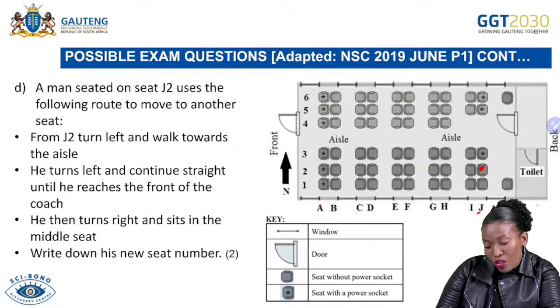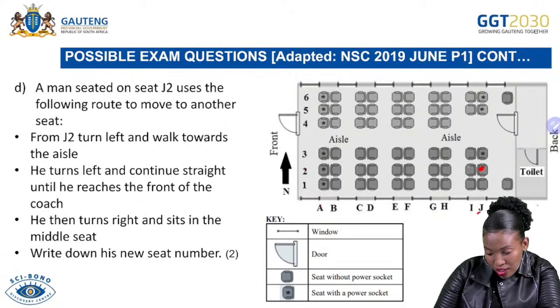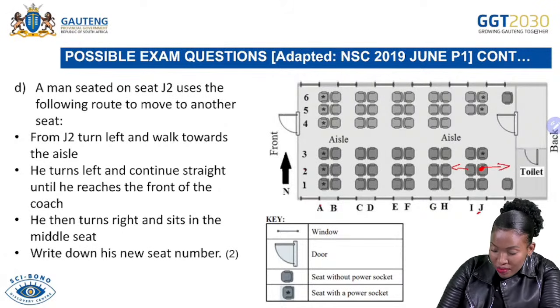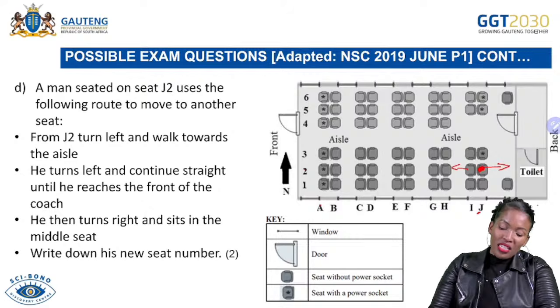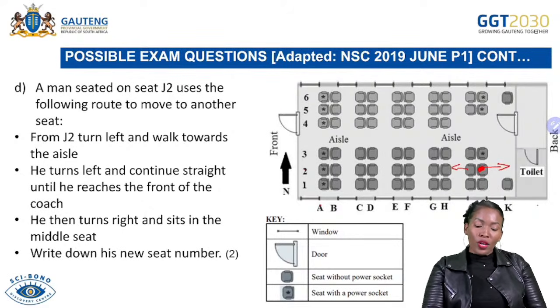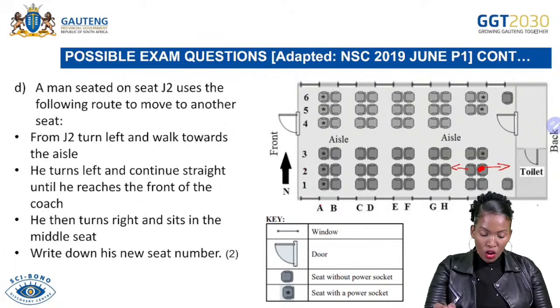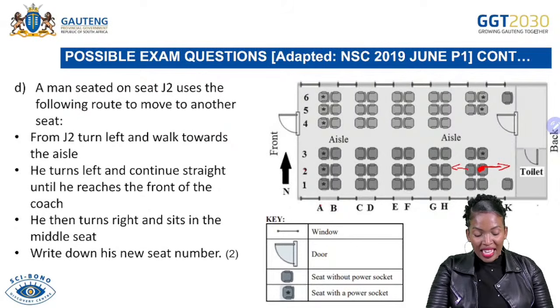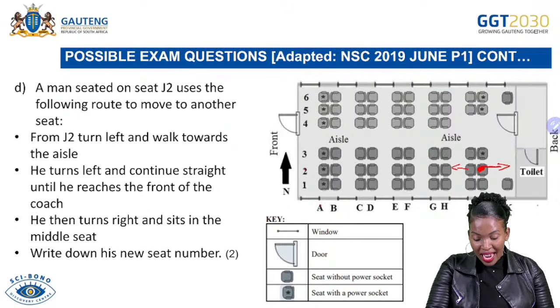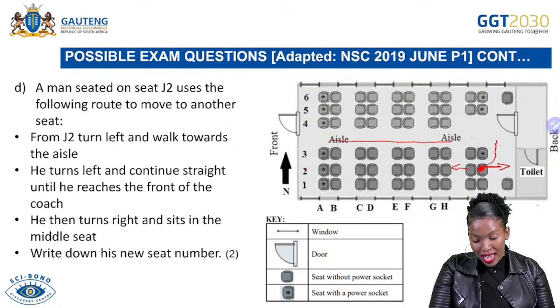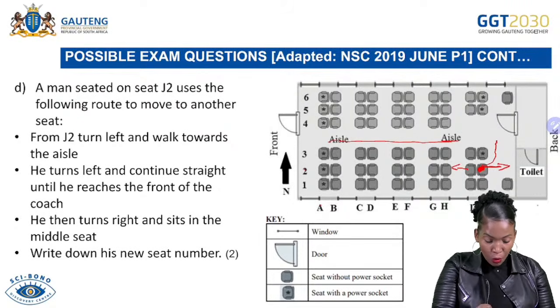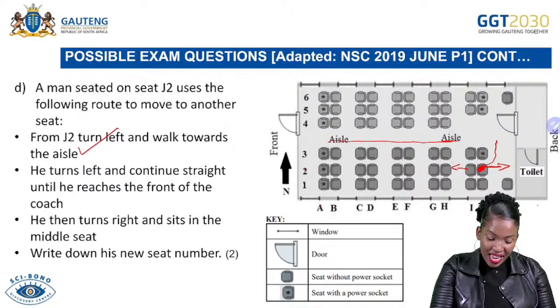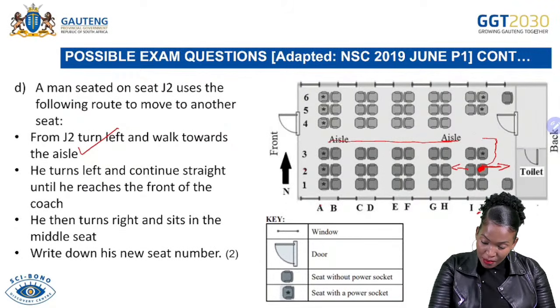And guys, take note that these seats are facing opposite directions. This seat is facing that way, but this one is facing that way. So this man is sitting here. From J2, turn left and walk towards the aisle. Remember, this is the aisle. So you turn left and walk towards the aisle. Here is the aisle. We follow this instruction. He turns left, and then at the aisle, he must turn left.